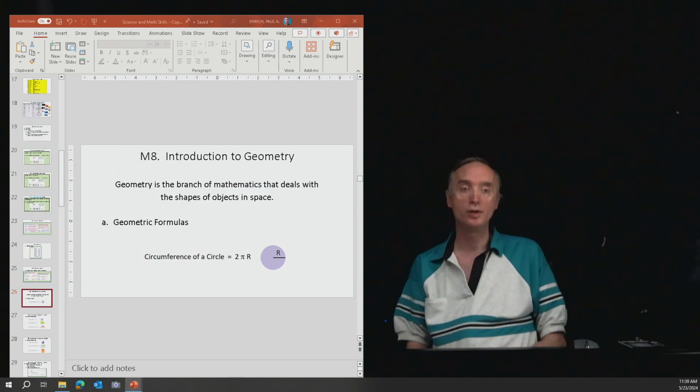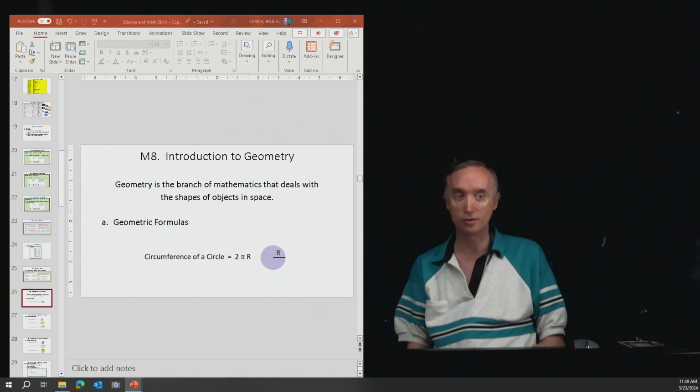The first one would be what is the circumference of a circle. If a circle has a radius capital R, then its circumference is going to be 2 pi r, where pi is equal to 3.14.